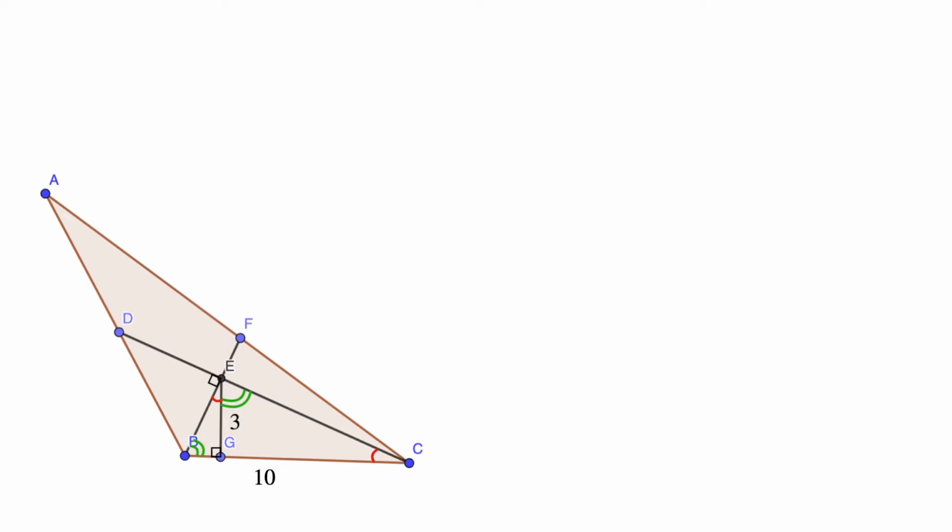Now with the angles labeled with the two colors, we can see that triangle BEG and triangle EGC are similar. We can use this fact to solve for some side lengths by first letting BG be K. Then BG over 3 equals 3 over GC. This is because the ratio of the leg with the green angle to the one with the red angle must be the same for the two similar triangles. Hence, BG over 3 is the same as 3 over GC.